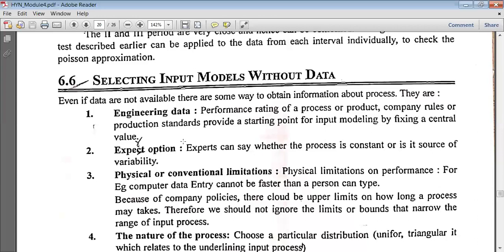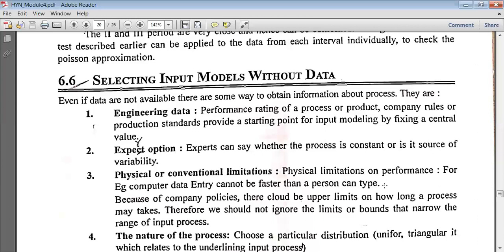The second one is expert opinion. An expert is a person who is already an expert in that particular process, or a person who has already used that particular product. Experts can say whether the process is constant or a source of variability, or whether it is a variable process.